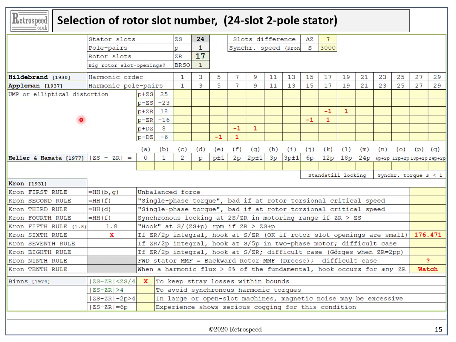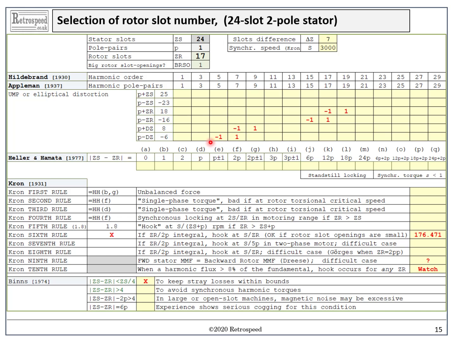DZ is the difference between the number of stator slots and the number of rotor slots, and this one is not so intuitive. If the table is blank, it means there is no pair of flux waves with a pole number difference of 2. But here, for example, with 17 rotor slots, we can see no fewer than 8 cases which give rise to the pole number difference of 2.